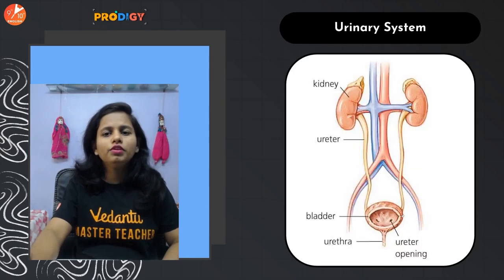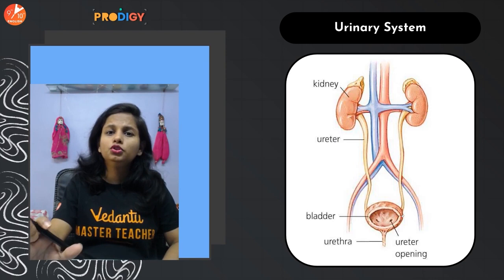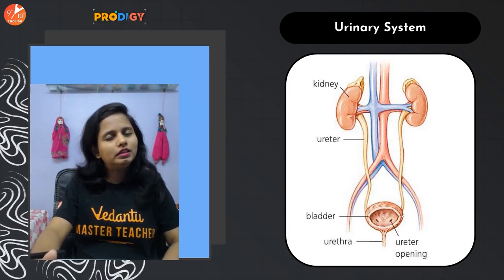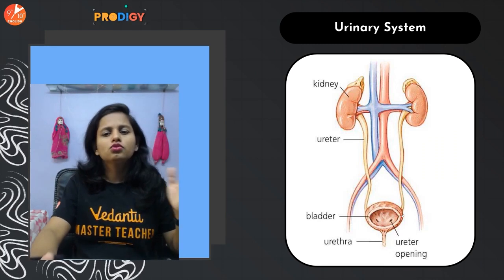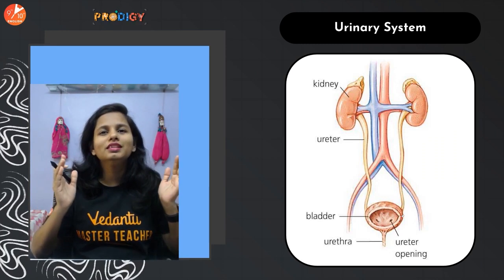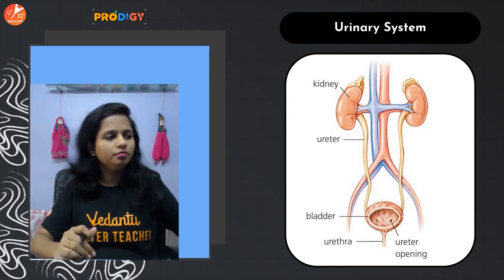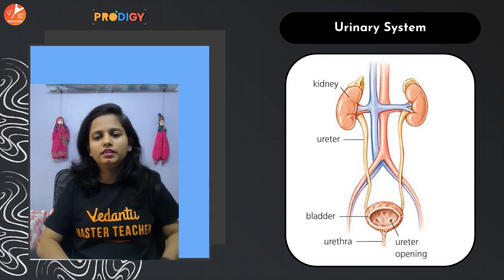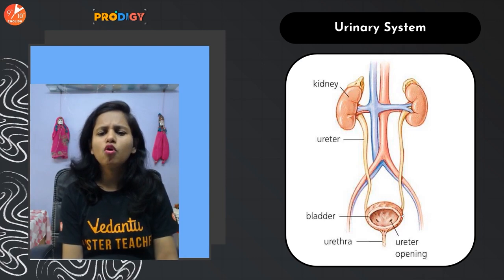Moving further, guys, kidneys are a part of the urinary system. Calling it an excretory system is incorrect because there are other organs also which help in excretion, right? So kidneys are a part of the urinary system. Which are the organs of the urinary system? A pair of kidneys, a pair of ureters, a single muscular urinary bladder, and a small tube.